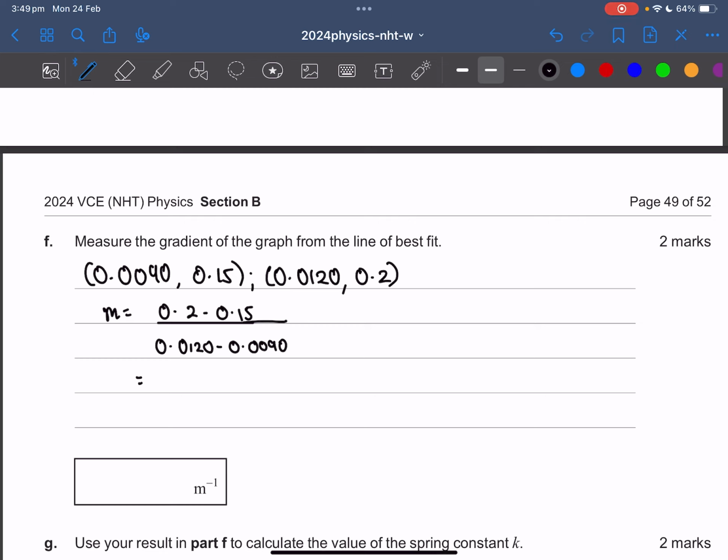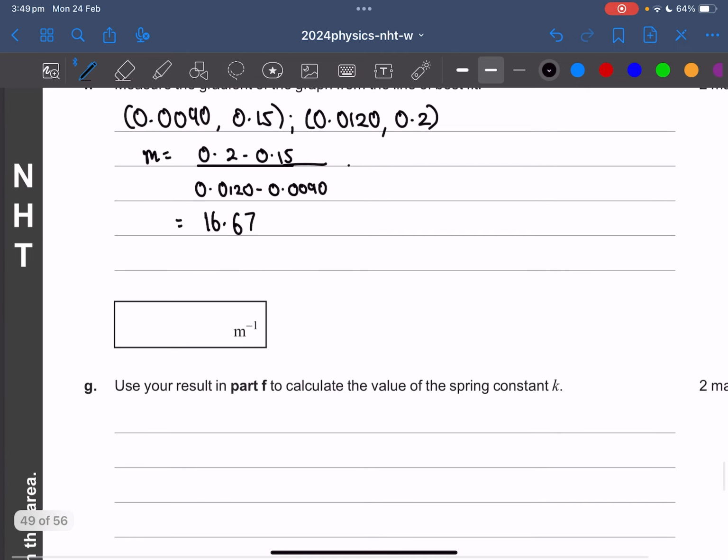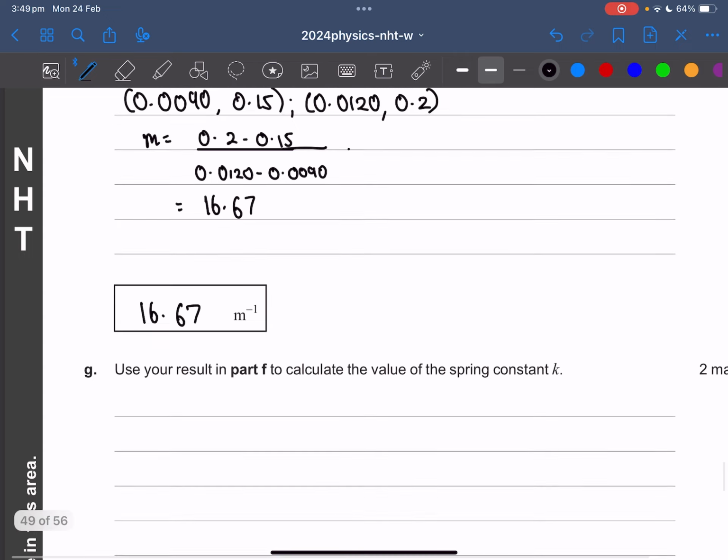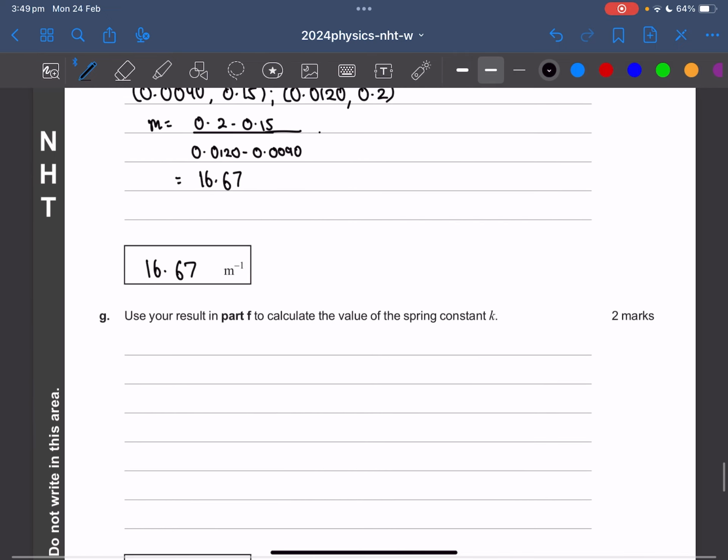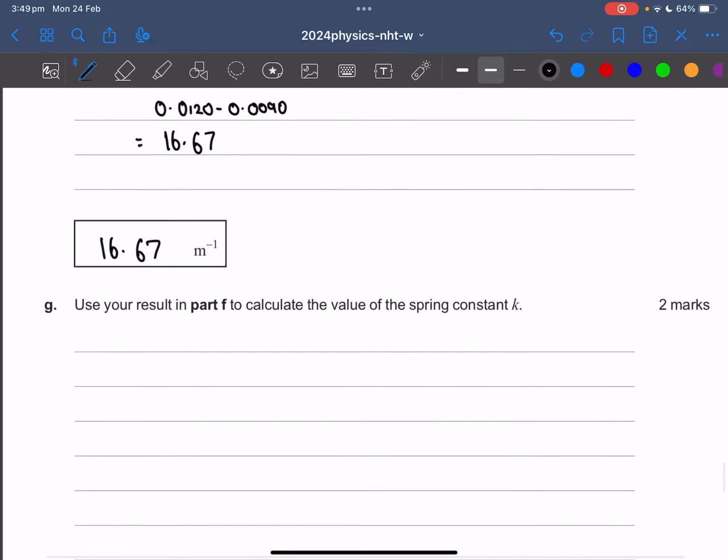So let us calculate. So 0.2 minus 0.15 divided by 0.0120 take away 0.0090. So I get 16.67. Use your result in part F to calculate the value of spring constant K.